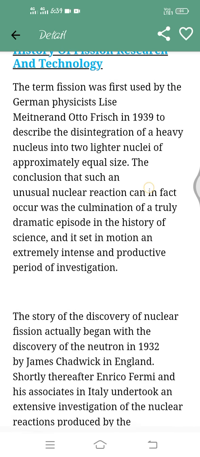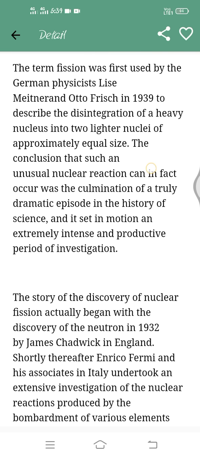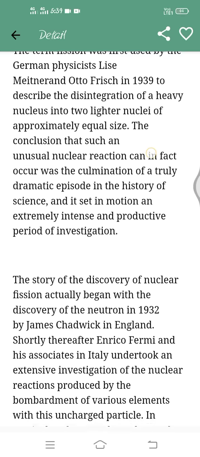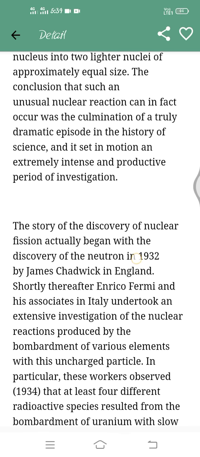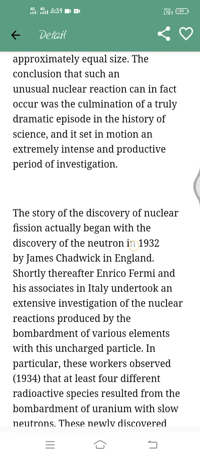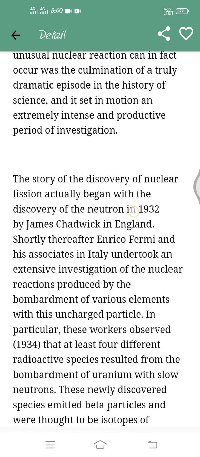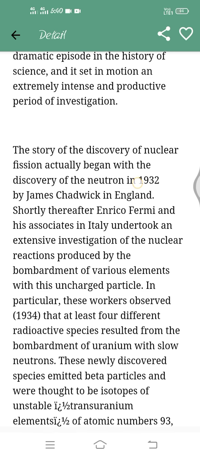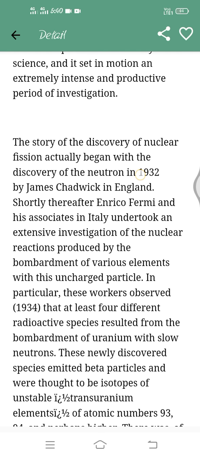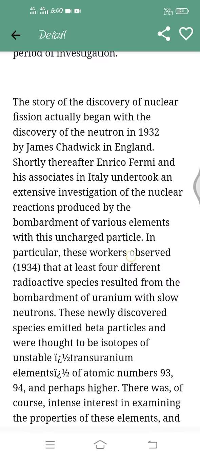History of fission and technology. The term fission was first used by the German physicist Otto Frisch in 1939 to describe the division of a heavy nucleus into lighter nuclei of approximately equal size. The conclusion that an unusual nuclear reaction can in fact occur was the culmination of truly dramatic episodes in the history of science, and it set in motion an extremely intense and productive period of investigation.